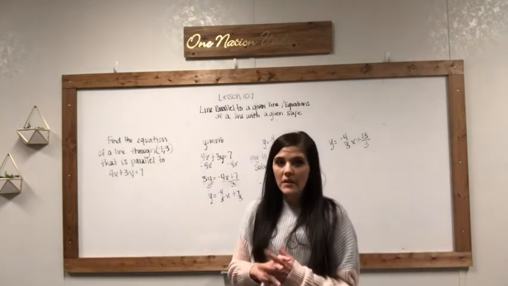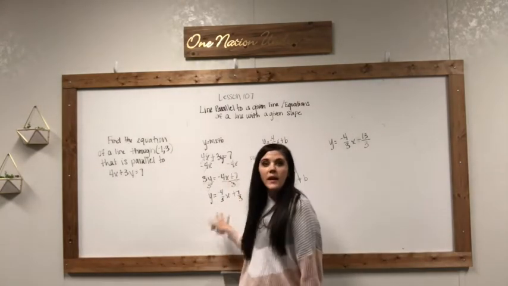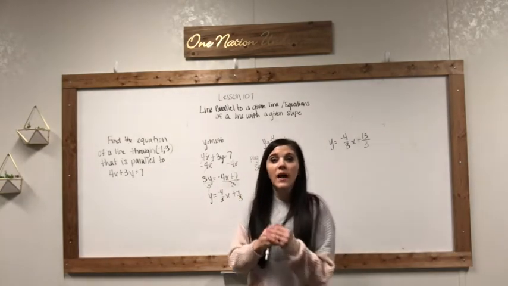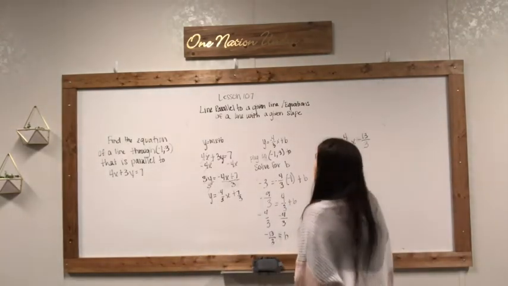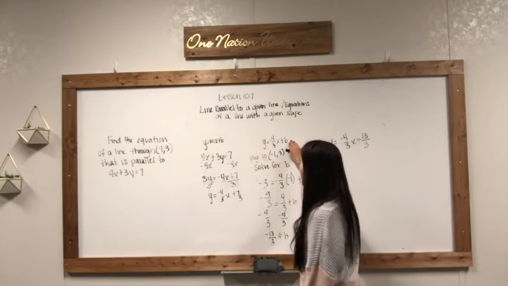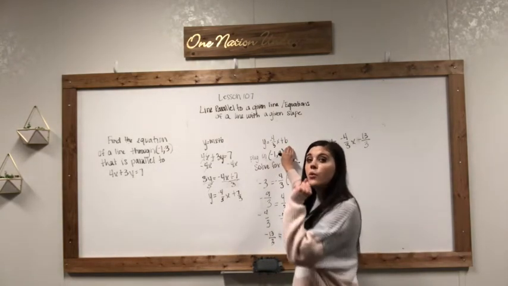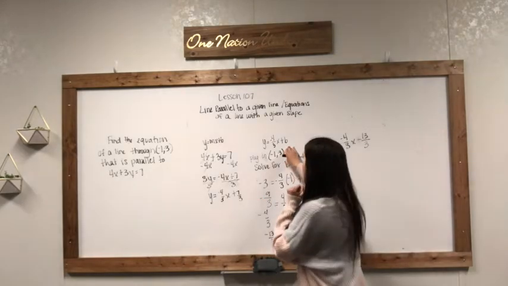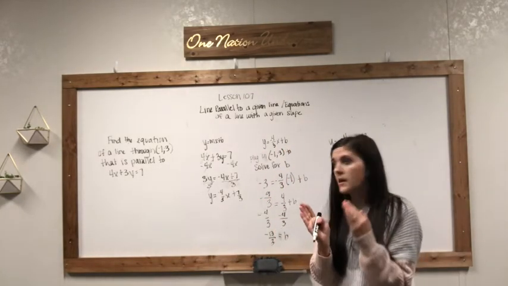So we haven't solved it yet. We just simplified the line that they've already given us to make it easier for us to solve. Okay, so now I am looking for that parallel line. So I know that the slope of these two lines is going to be the same.